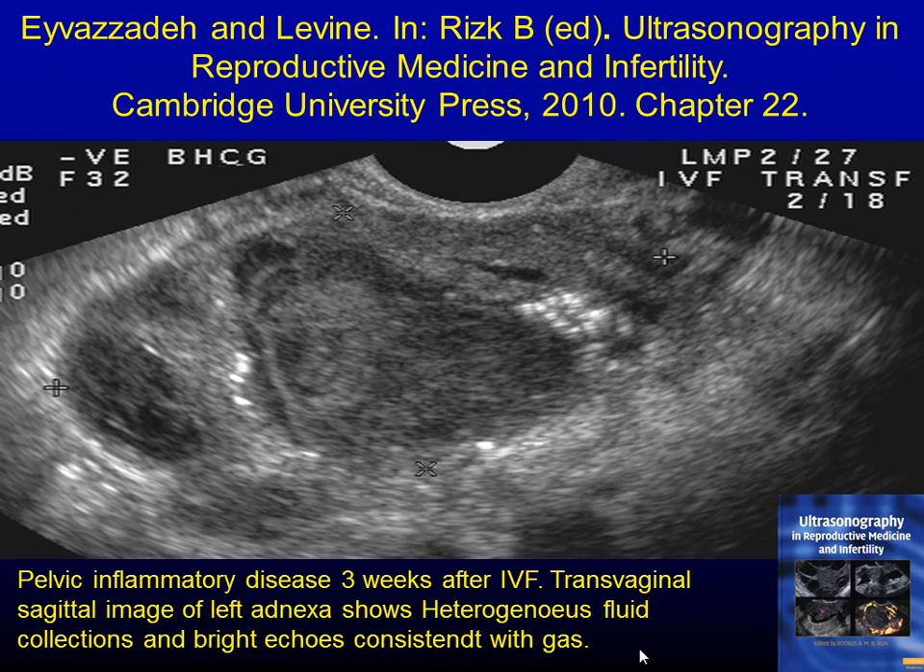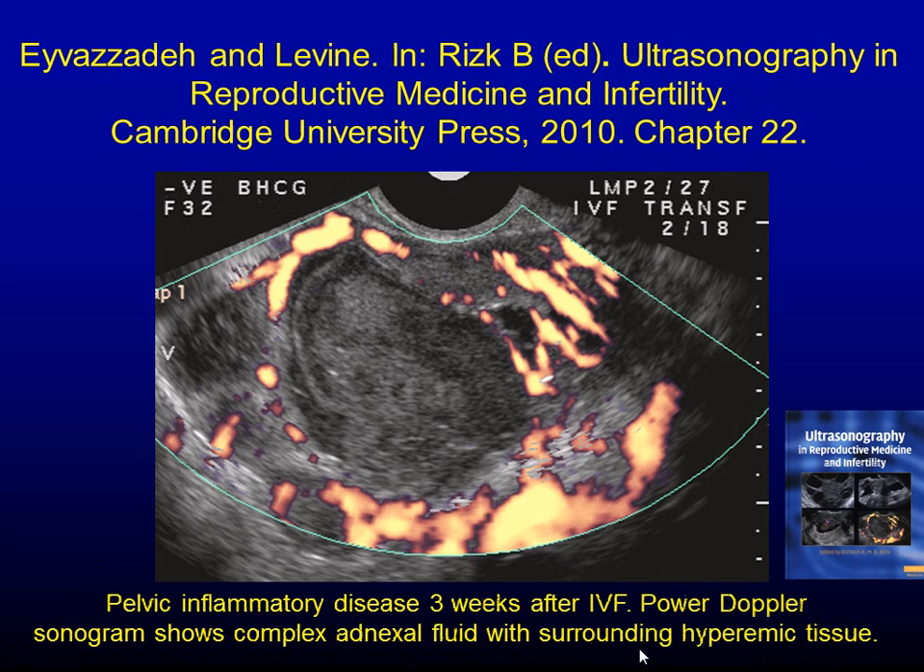This one is PID. So this is 3 weeks after her egg retrieval. She had also pain and fever and so on. So this is classic PID, and they put Doppler on it, and you can see that there is blood supply there. So this is what you call a tubo-ovarian complex. Not common, but typically it's seen in women who have previous pelvic infections. It's extremely uncommon to see it in somebody who comes with a clean pelvis.